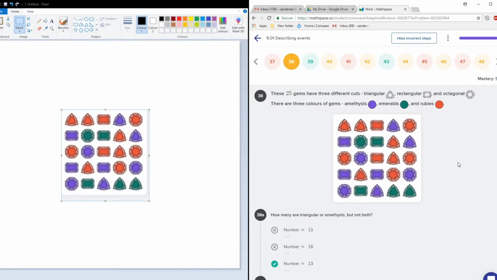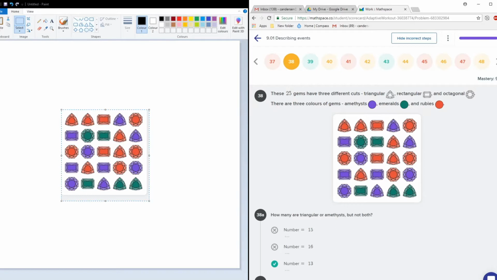Let's do some questions in the describing events question set. So we have here 25 gems that have 3 different cuts, so triangles, rectangles, and octagons. And there's 3 colors: amethysts, emeralds, and rubies. So the first question asks how many are triangular or amethyst but not both.